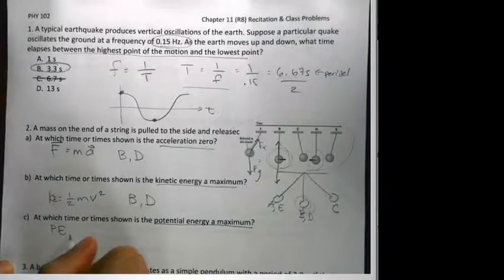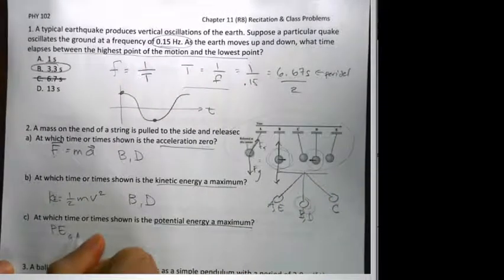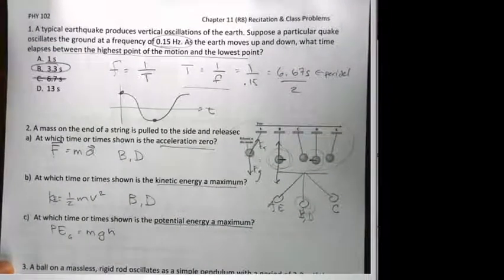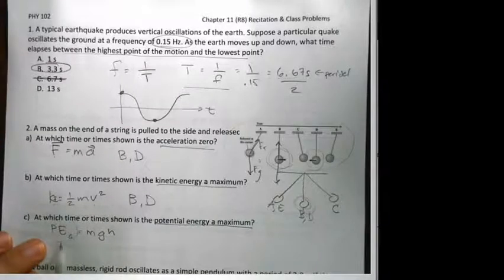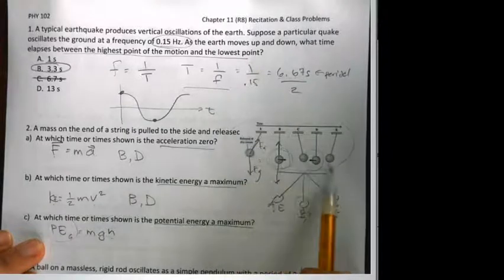Usually when we think about potential energy, the type of potential energy this ball is going to have is gravitational potential energy. So that was mgh. That's a formula from last semester, so that might not have come naturally to you. But gravitational potential energy depends on the height of the ball. So wherever the height of the ball is the largest, that's where we will have the maximum potential energy. So that would be A, C, and E.